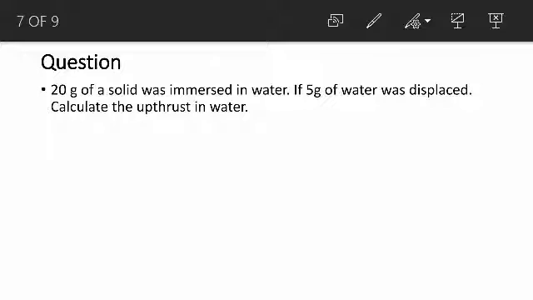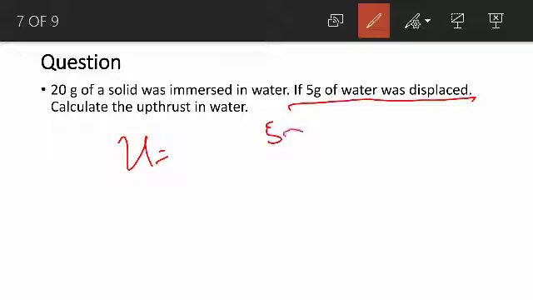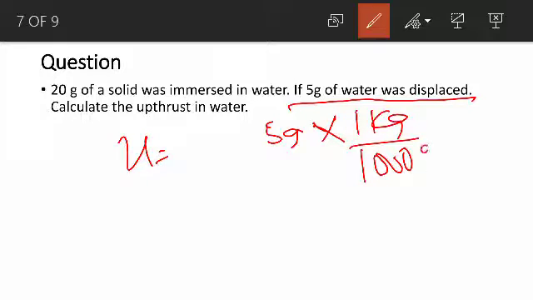We see another question here. It says 20 grams of a solid was immersed in water. If 5 grams of water was displaced, calculate the upthrust in water. That's very simple. Upthrust is equal to the weight of liquid that is displaced. So my 5 grams, to convert it to kilogram, I can divide by 1000. So you have 5 times 1 kilogram all over 1000 gram.